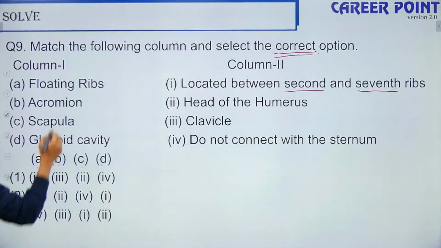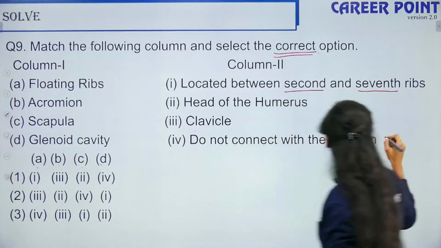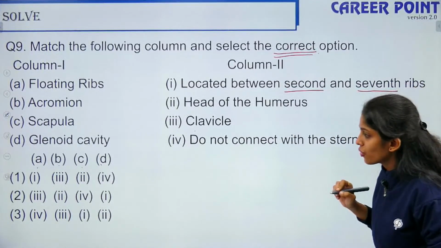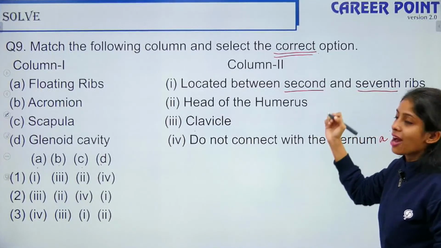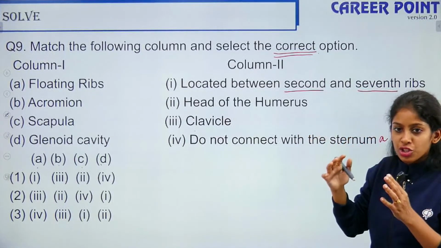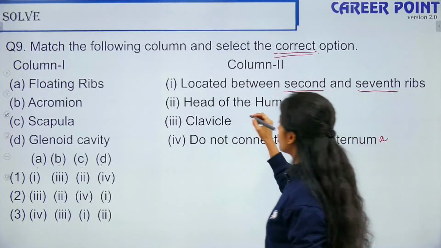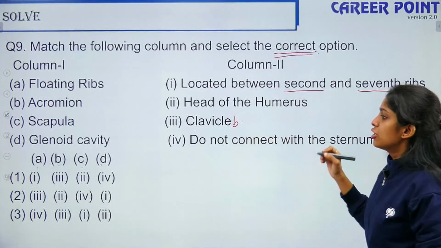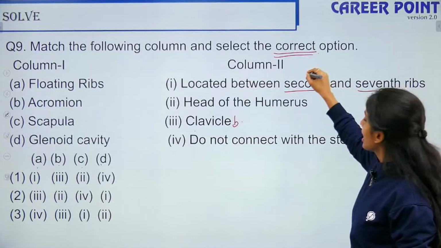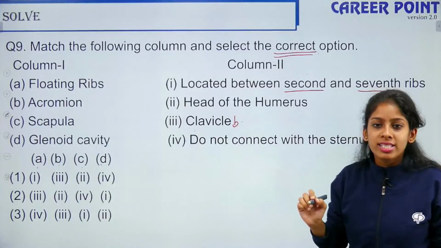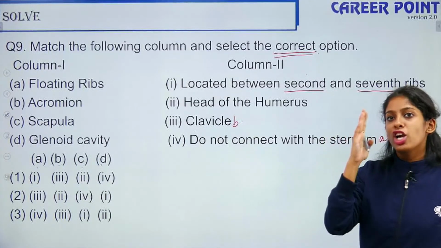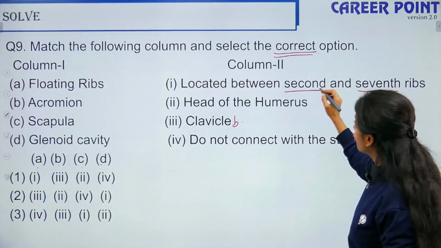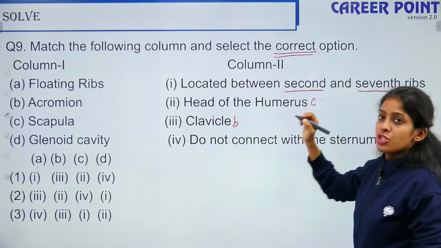Yes, 3 is right. So floating ribs, they do not connect with your sternum. So that is why they are called as floating. So this is option A. This is right. Acromion is your clavicle, right? So acromion is a region or a depression in that region. So this is B. Scapula is okay, so scapula is located between the 2nd and the 7th rib. So what is scapula? So it comes in your pelvic girdle, right? Yes. So this is the head of your humerus, that is scapula. So which is your humerus?